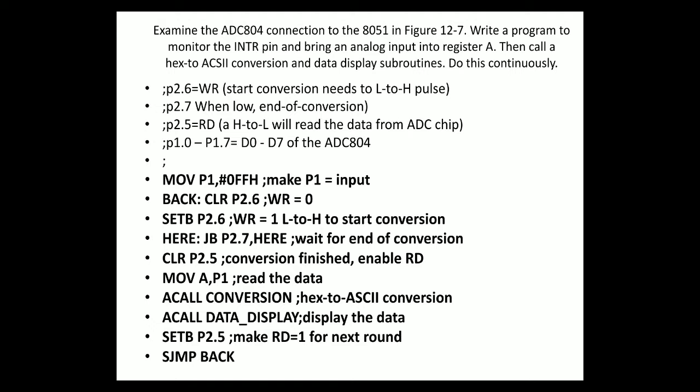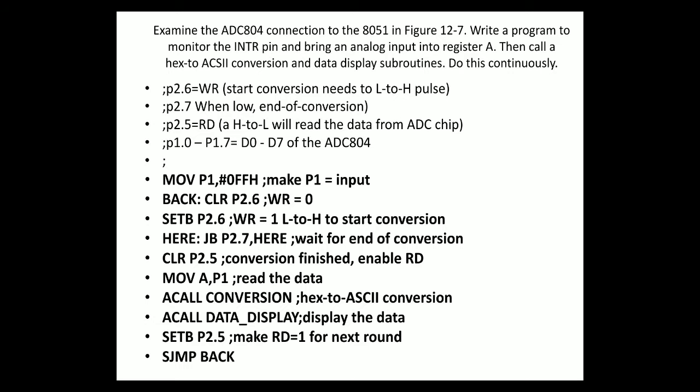Now to start the conversion, what is the next pulse? I need to apply a high pulse. How do I make it a high pulse? By setting that particular bit. SETB P2.6 will make the WR pin become 1. Now this has successfully made a low to high conversion pulse. It means I have now asserted the WR pin, and you are ready for conversion. Next one, JB P2.7. Once the conversion is started, what is my next job? I need to wait till the conversion is completed. Ultimately, I am waiting for the INTR pin to go low.